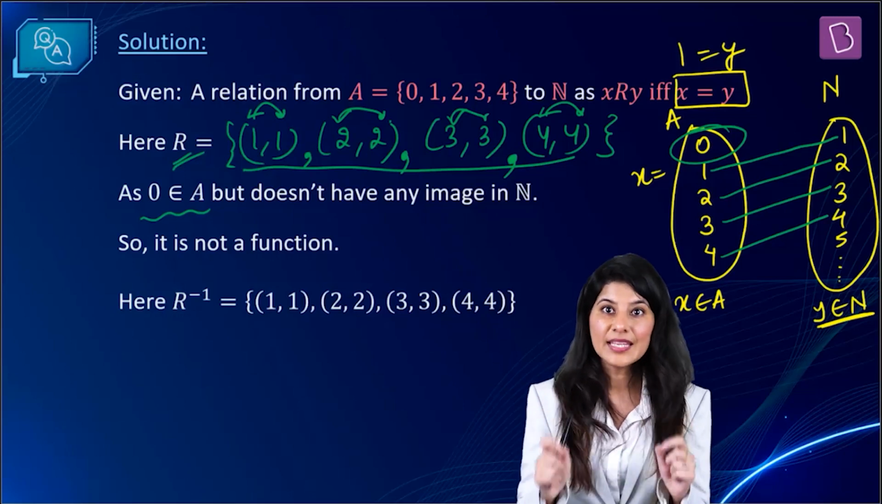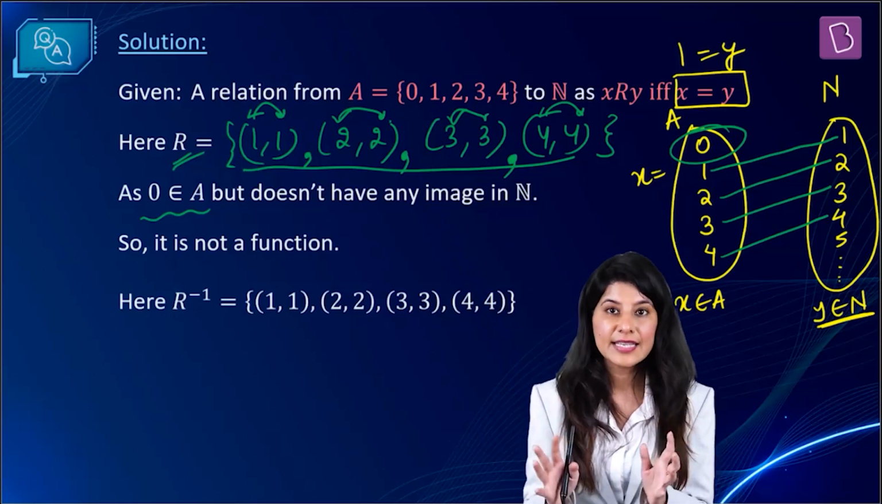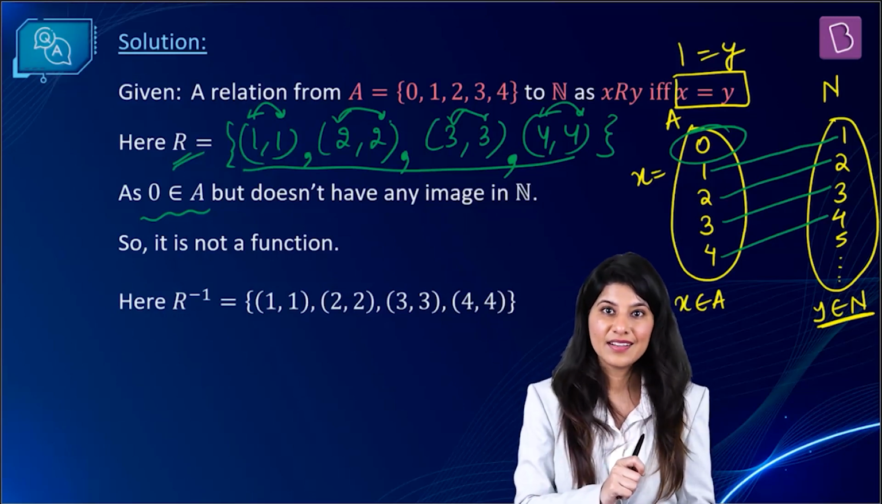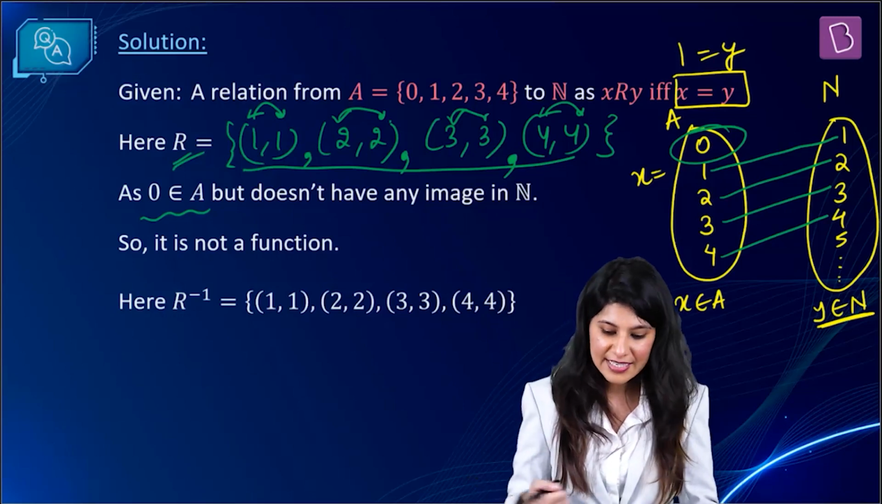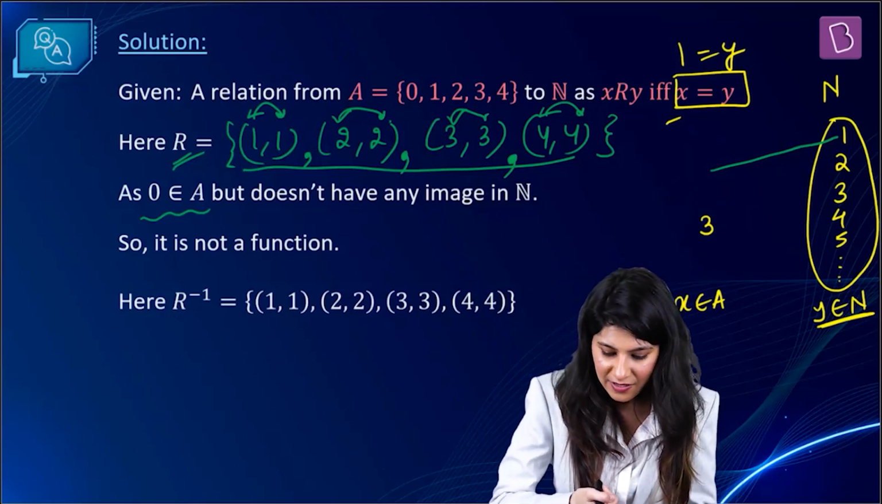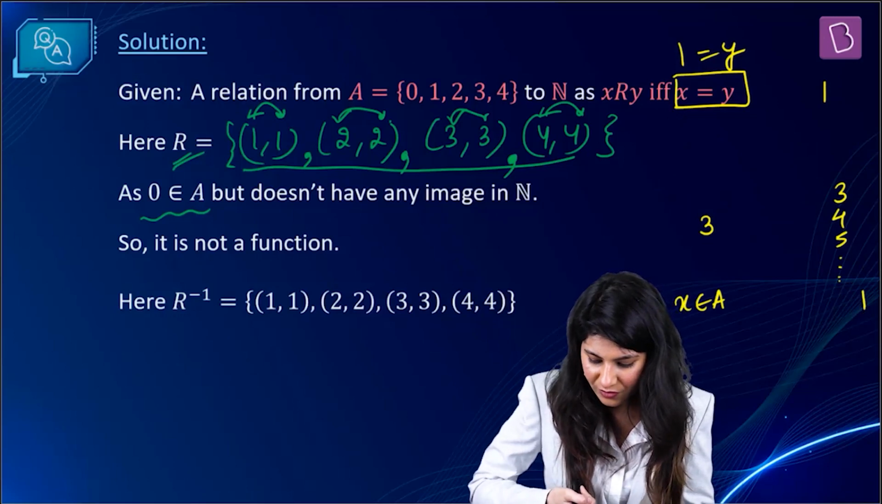But wait, one thing happening here is we are interchanging the first and second set as well. Yes, we are interchanging the first and second set as well. So the mapping diagram will differ. Let's plot the mapping diagram over here.